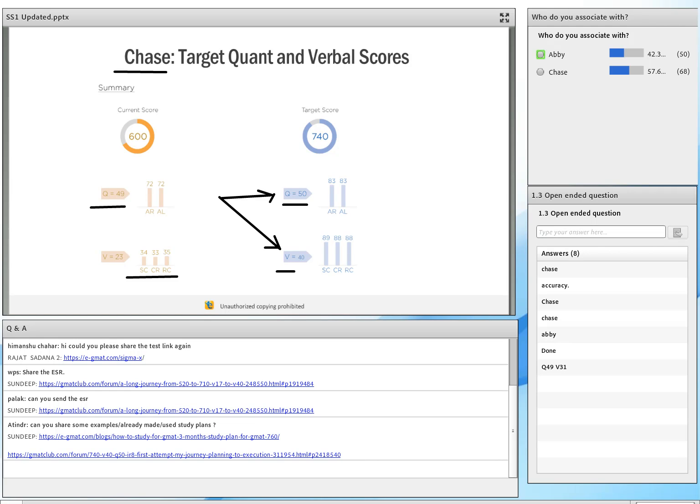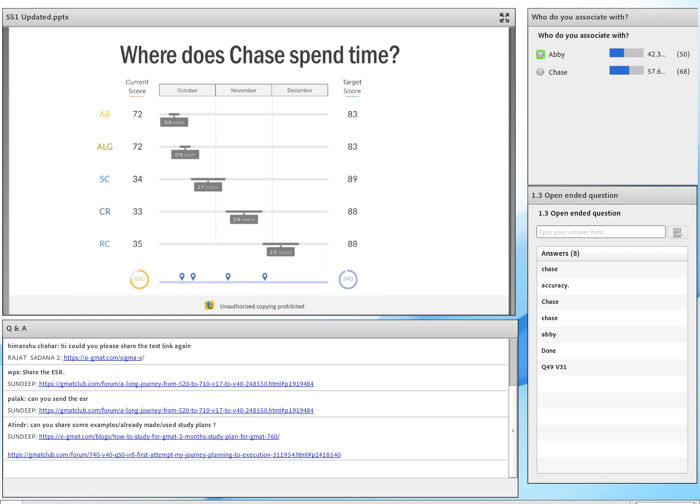Now, these are the target scores, and you can really see how the target scores are different. Now, how much time does Chase need? He needs about a week to ace arithmetic and algebra, and then he needs about 3 weeks each for SC, CR, and RC.